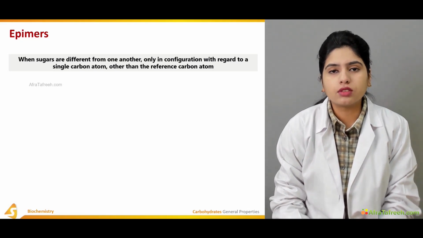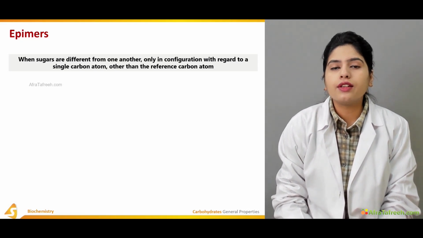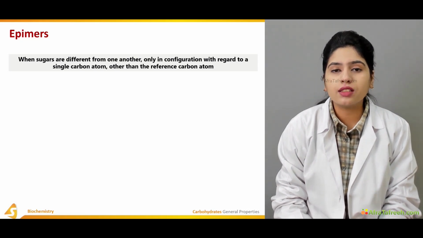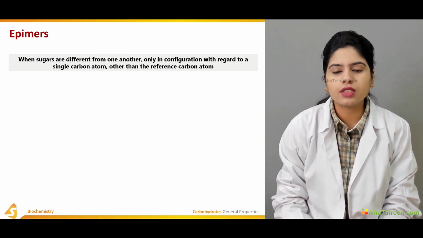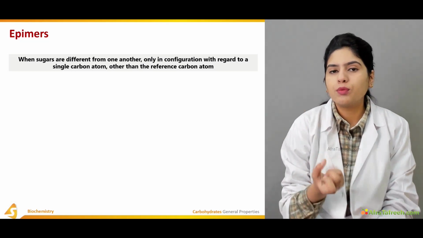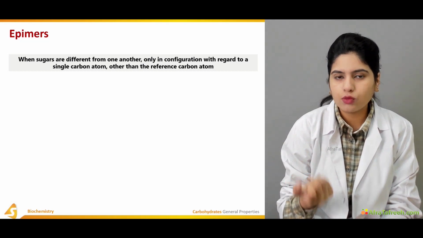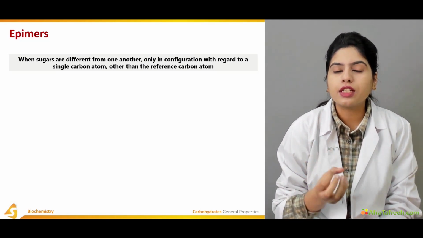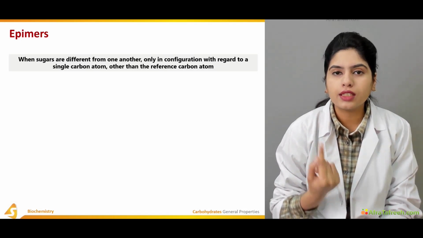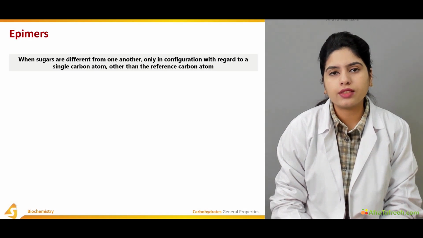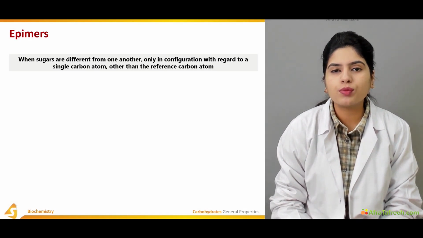Coming to the epimers, when sugars are different from one another only in configuration with regard to a single carbon atom other than the reference carbon atom, it means that the arrangement of the molecules in space that we just discussed differs in only 1 carbon atom. Then we will say that these sugars are known as epimers. But this carbon atom should be different from the reference carbon atom.